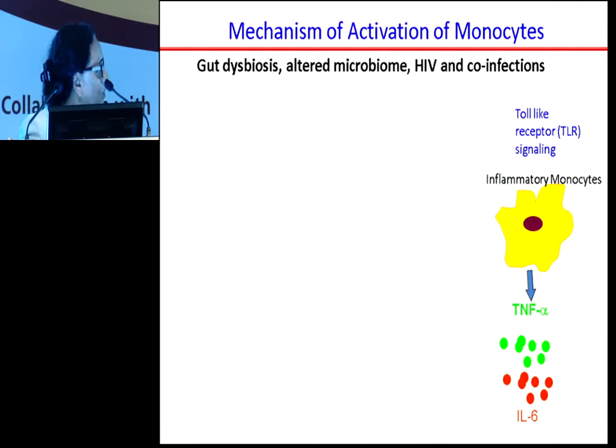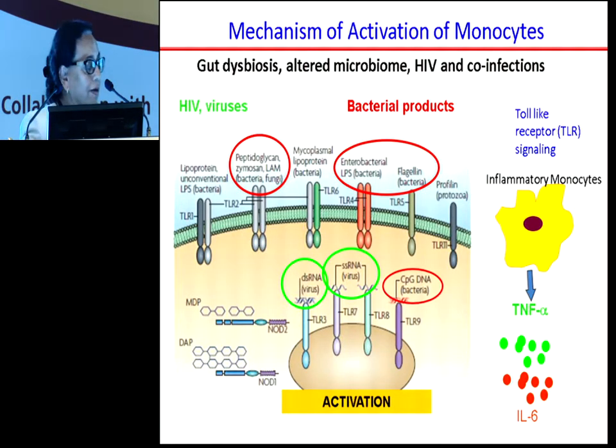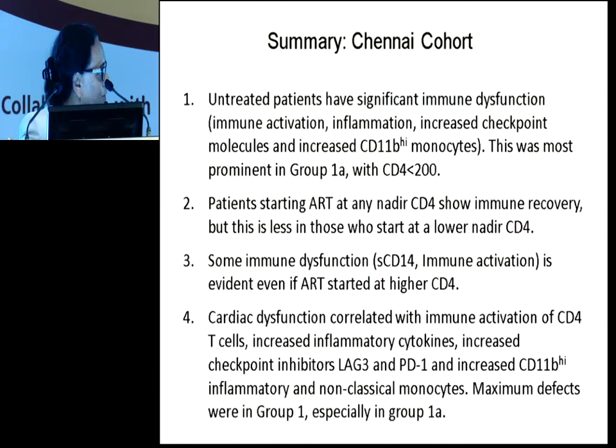And so what is the mechanism of activation of monocytes? We think it's through the receptors on the cells, the TLR signaling. And as we talked about microbial translocation, the HIV viruses and bacterial products can all activate these TLR receptors on the monocytes, which are outside and inside the cell, and lead to activation and lead to inflammatory cytokine production.